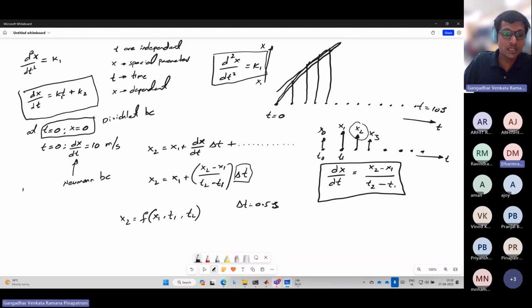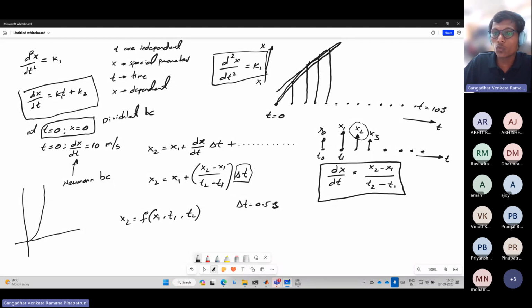If you plot it by doing an analytical solution, you will easily get this kind of plot, a parabolic kind of plot, because the acceleration is a constant. So analytically you can obtain it very easily, and at any time instant t you can obtain it. But I don't want to do it analytically, I want to do it numerically. Because this is a simple ordinary differential equation, you can do it analytically, or you can also do it numerically.